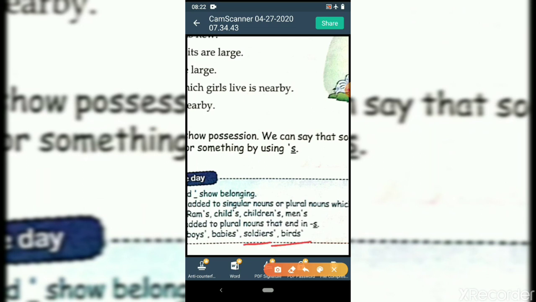Where s is at the end, the apostrophe sign comes after s. Please remember this. So now we'll continue with our exercise.